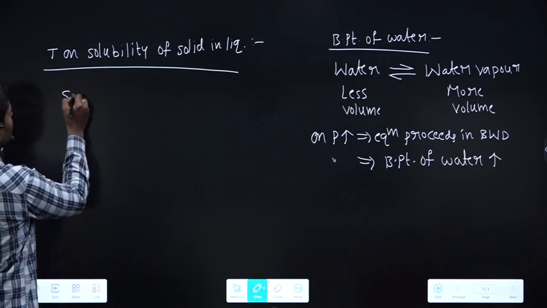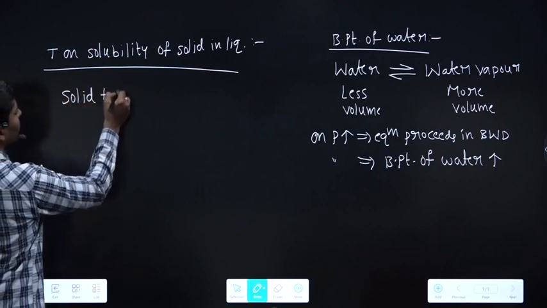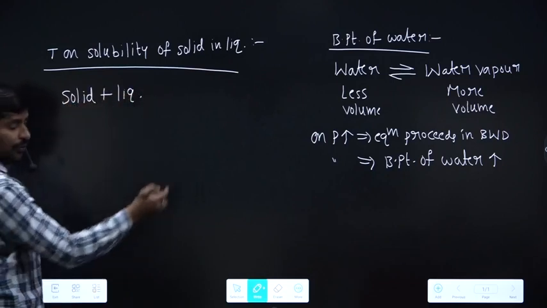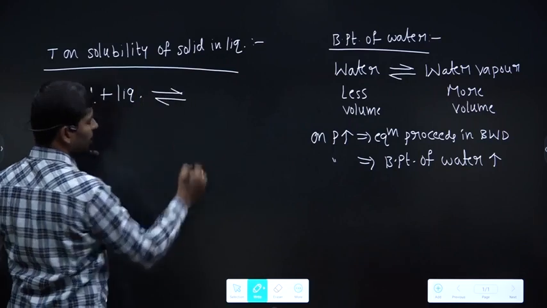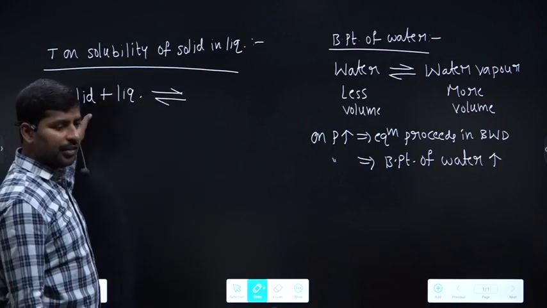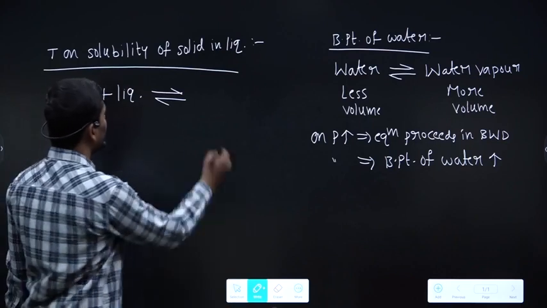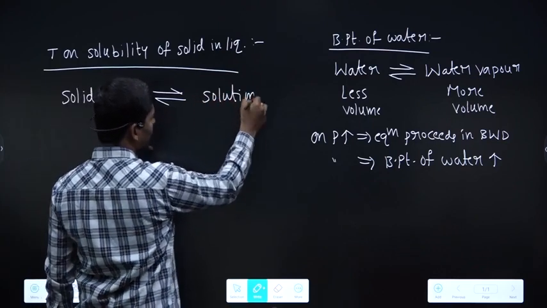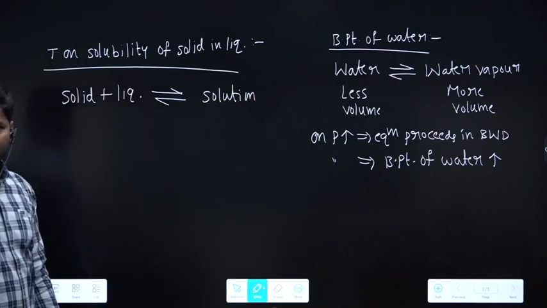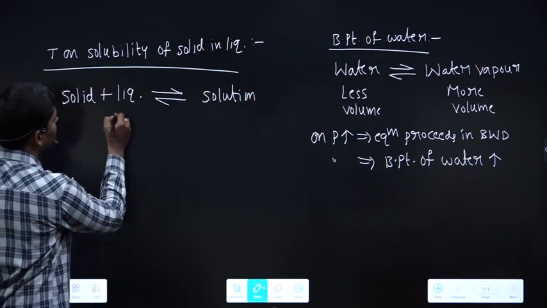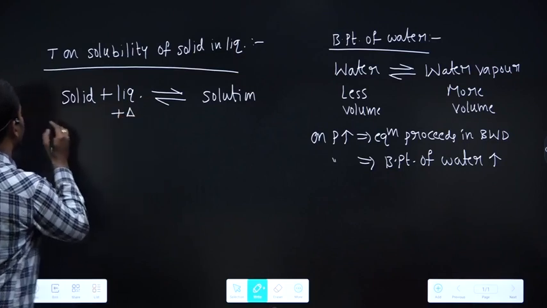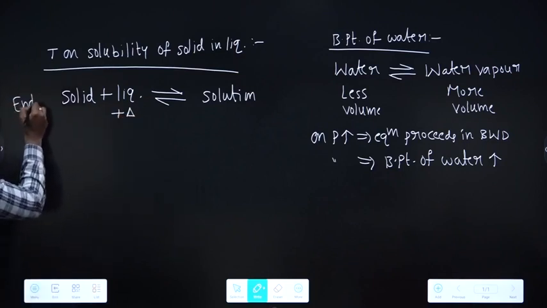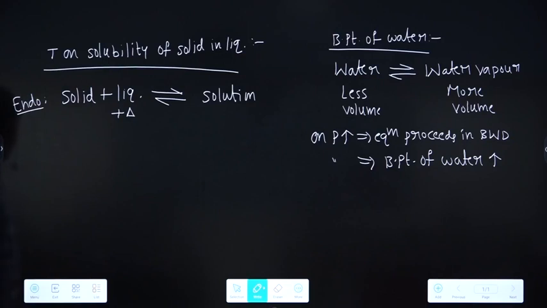For example, I am taking a solid substance and adding it to a liquid, and we are getting a solution. Solid in liquid solution. For example, if it is endothermic, heat is absorbed during this process.